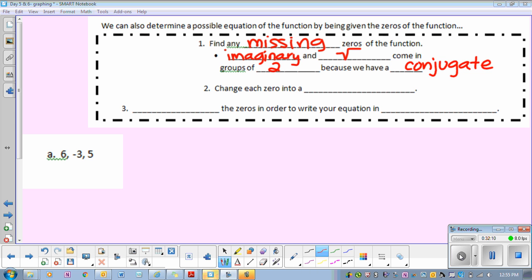And then what we're gonna do is change each zero into a factor. Basically what we did just now, right? And the last part, you can't just leave it in factored form with these. We're going to have to multiply the factors in order to write our equation in standard form. Okay?